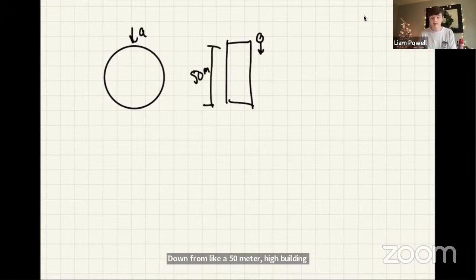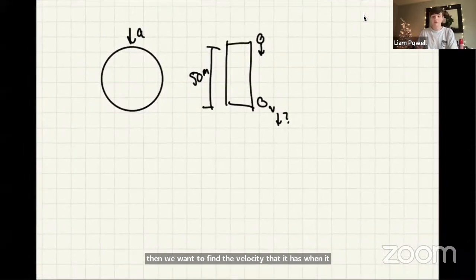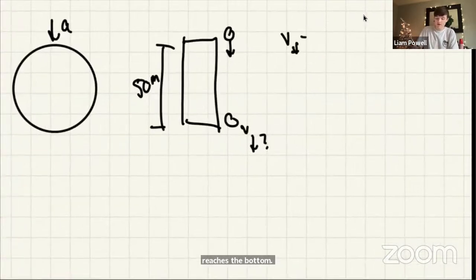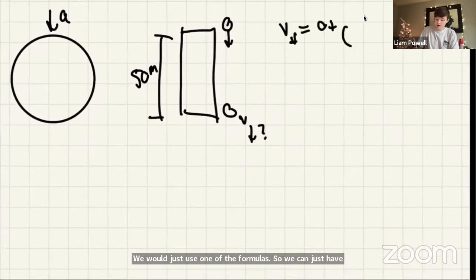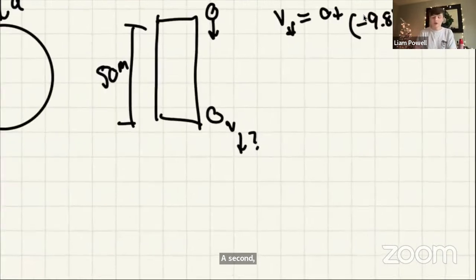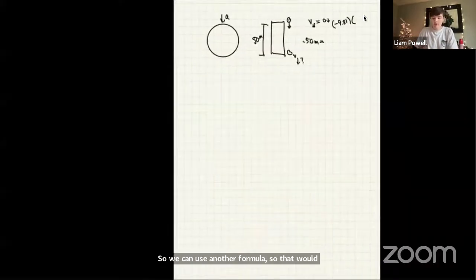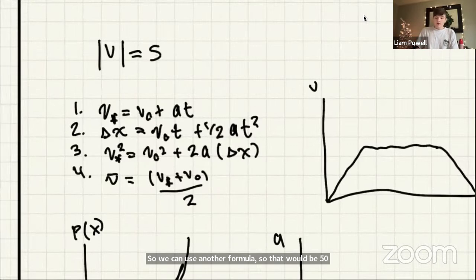So we basically have everything that we need already. We want to find the velocity that it has when it reaches the bottom. We would just use one of the formulas. So V final is equal to 0 plus negative 9.81 meters per second squared times time. Except in order to find time, we have to get the change in height. So we can use another formula. That would be negative 50 meters is equal to, and I am referring back to this formula.